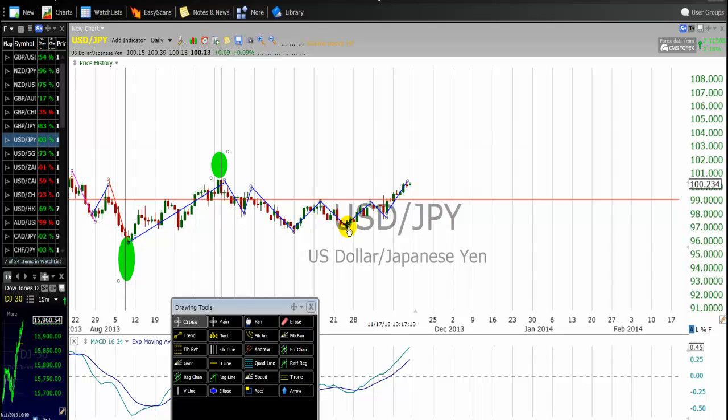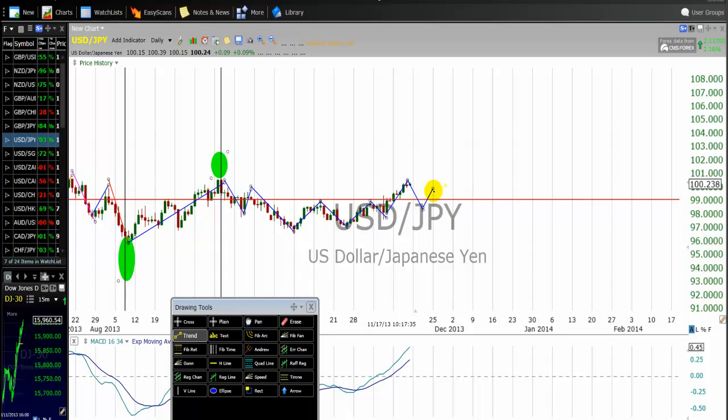Now the second part, which is the B part of the second zigzag, is 1, 2, 3. Right here. We'll look for opportunity to sell right here. All right? Okay? So what we will expect now, we will expect another 5 move down for the dollar yen. Okay? 5 move down for the dollar yen. Okay?